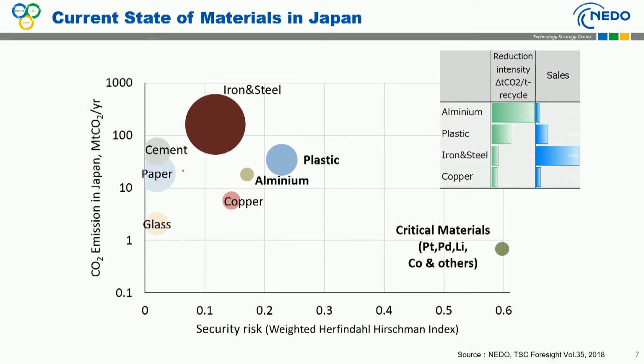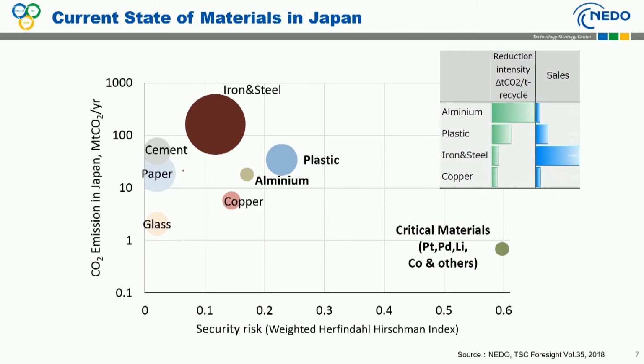Plastics have relatively high security risk, high CO2 emission, and high sales volumes. It is also attracting global attention. Its strategy was set in 2018 and the project started this year for a high-efficiency plastic recycling system. Aluminum is of particular interest because of its high CO2 reduction effect through the recycling. A pilot study has been started this year.